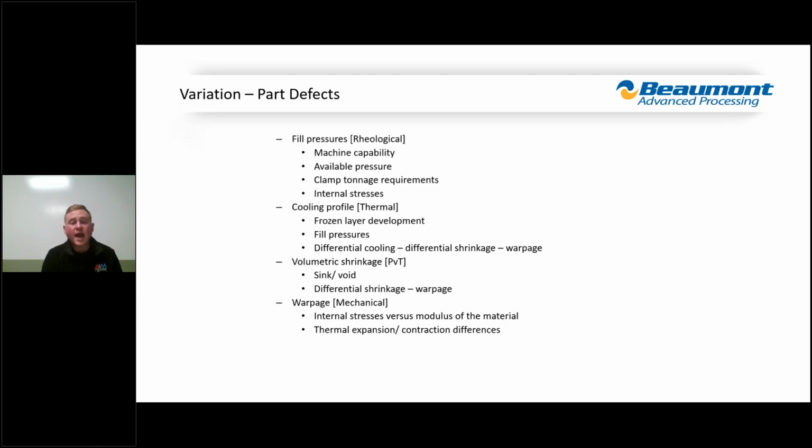And lastly, with our mechanical properties, we know that's going to have its main effect on warpage. So are the internal stresses that are generated, does the material have the modulus or the stiffness to resist those internal stresses and warp? And to what magnitude will this occur? And lastly, we also test in that mechanical property set thermal expansion. And is this thermal expansion contraction, the differences in that going to affect further warpage?